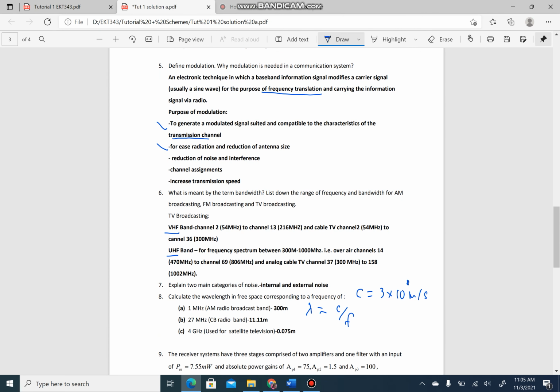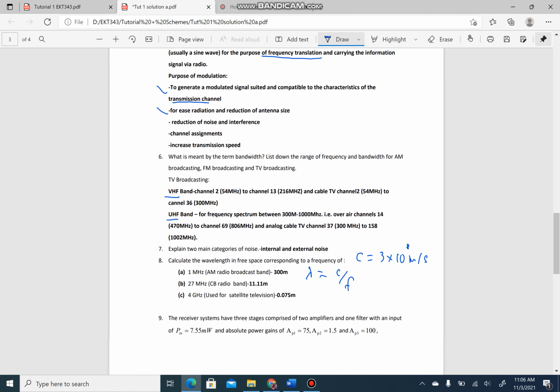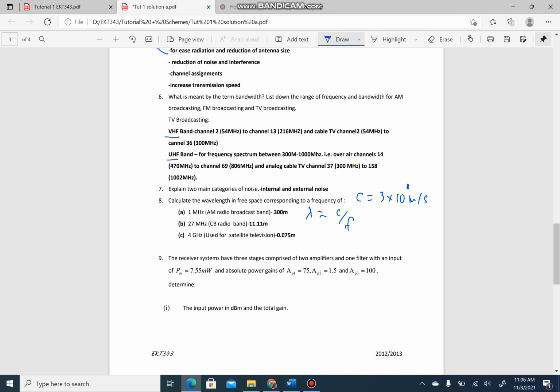Define the modulation, and why modulation is needed in a communication system. So you have to know what modulation itself is and what the purpose of that modulation technique is, so why we need that in a communication system. What is meant by the term bandwidth? Bandwidth means a range for the specified spectrum.